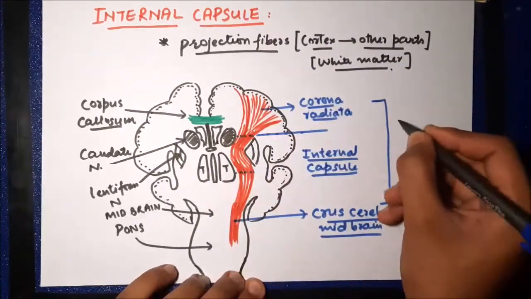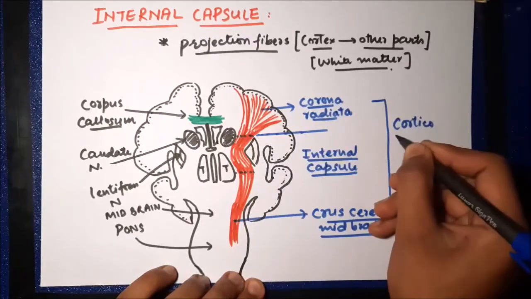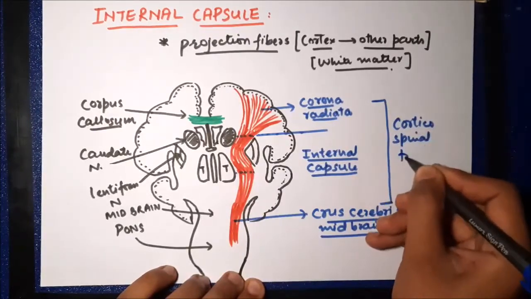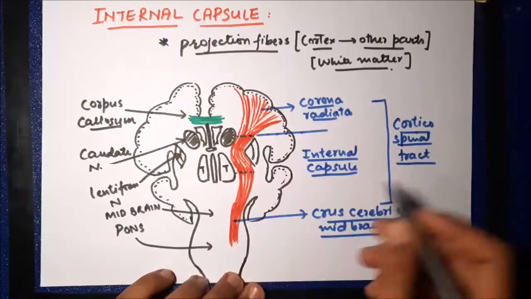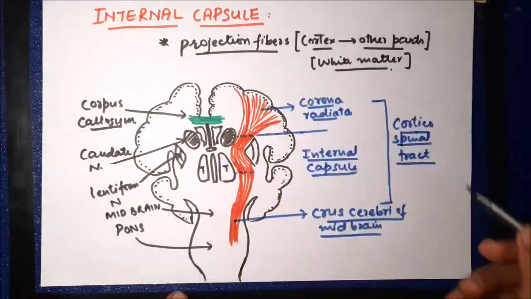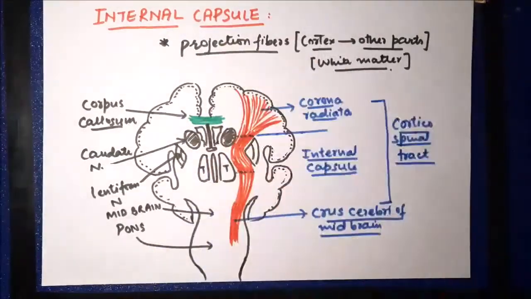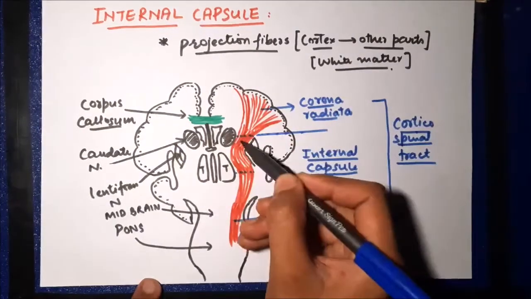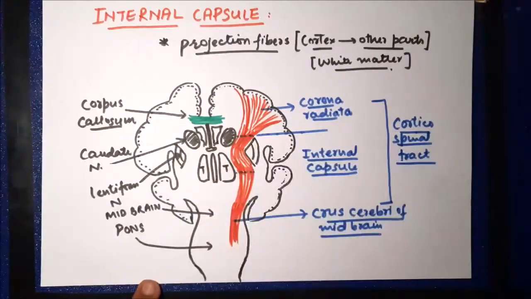Basically these are the parts of a descending motor tract which is called the corticospinal tract. The corticospinal tract arises from cortex and goes down to the spinal cord, and in the middle it passes through the internal capsule. So internal capsule does not only contain corticospinal tract, there are some other fibers as well.